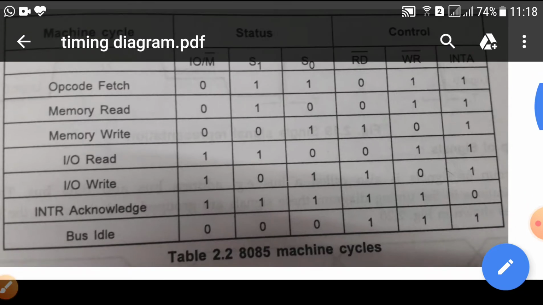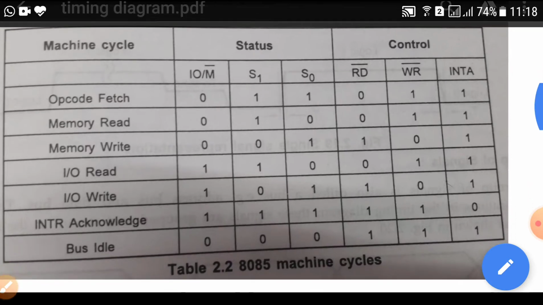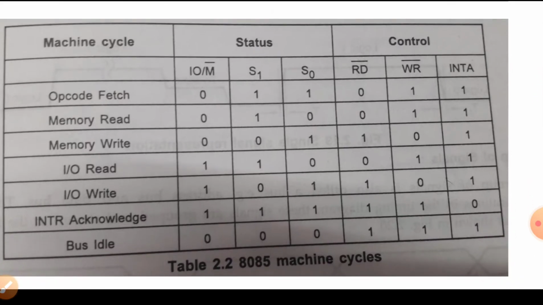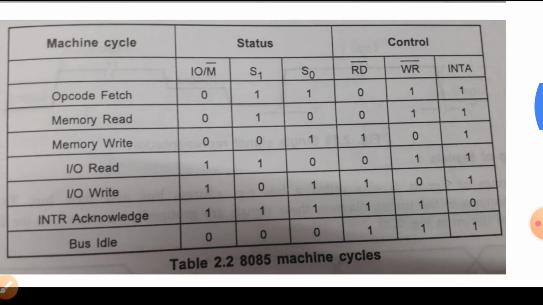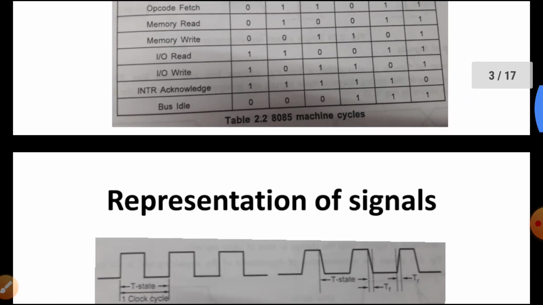INTR acknowledge: whenever an INTR signal is received by the processor, it acknowledges it through the INTR acknowledge signal. And there are certain times in which the bus remains idle, it does not have any work. So depending upon the different machine cycles, we have different status signals.